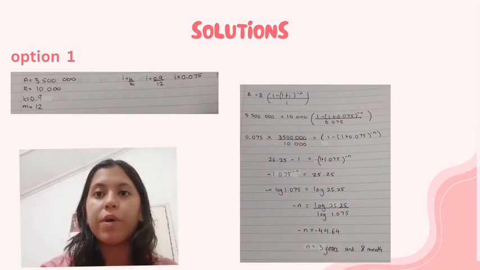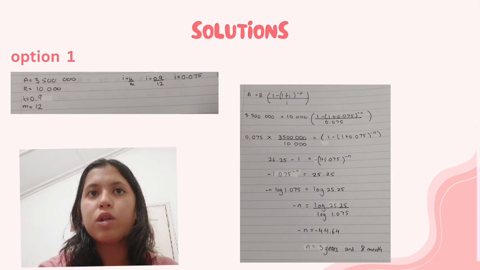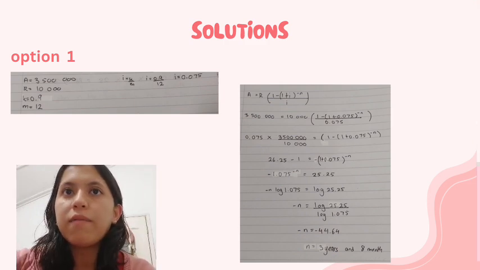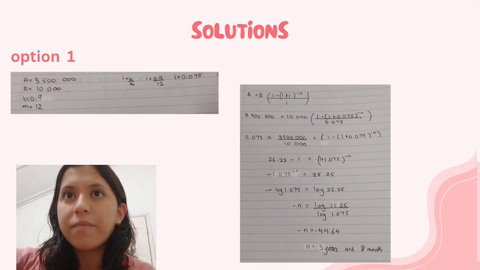Now that we know what formula we're going to be using, let's fill in the formula. A equals 3,500,000 ringgit. R equals 10,000 ringgit. i equals 0.9 over 12, which you would get 0.075. 3,500,000 ringgit equals 10,000 ringgit, bracket 1 minus bracket 1 plus 0.075 bracket to the power of negative n, over 0.075.